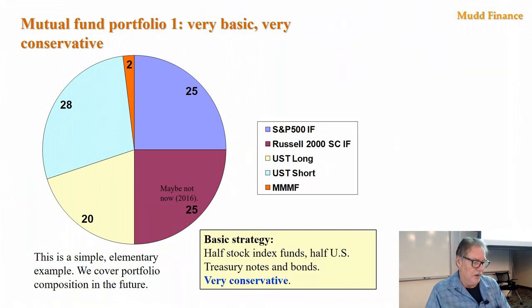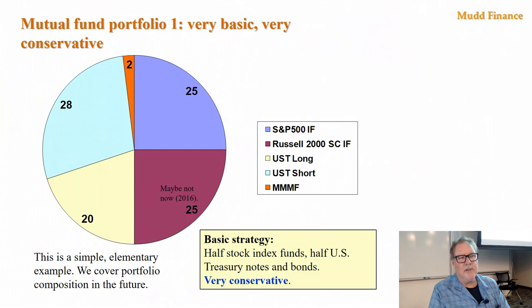Maybe it's a good time to have a conservative portfolio. So if you were to build one, then you might say, well, let's put 25% of this in the S&P 500 mutual fund, okay? And then, but let's have some small cap. Should say maybe not now, 2016. That should say 2019, actually.